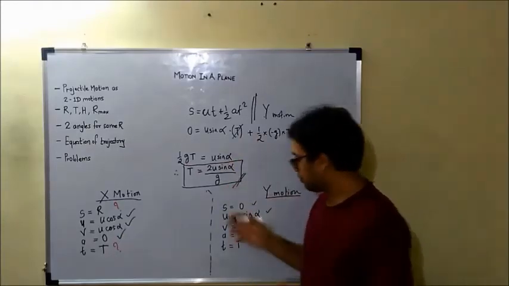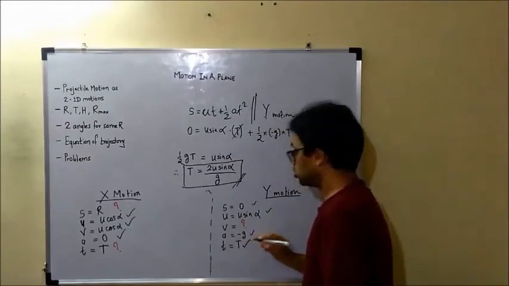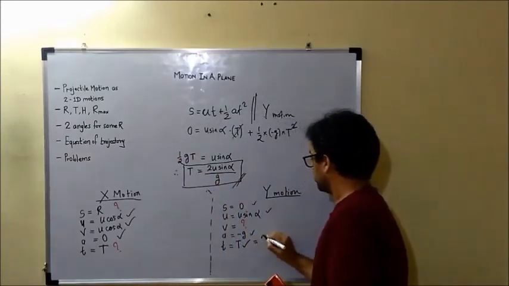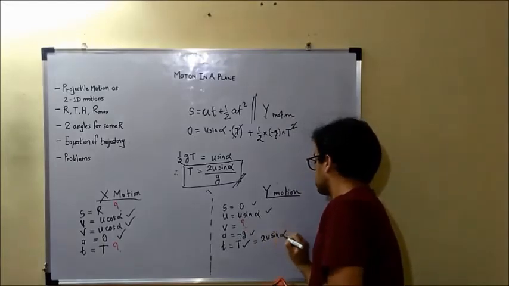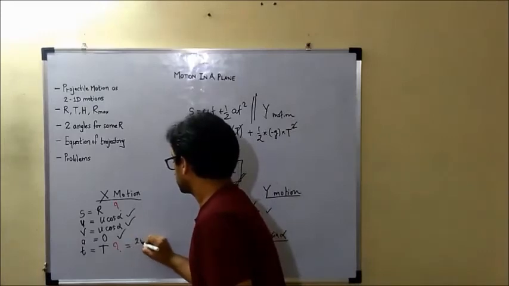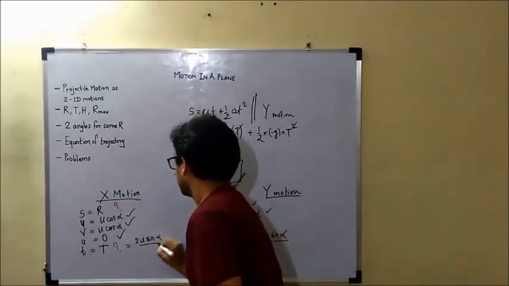So that gives me my first parameter, time. So it's known now. Now let me write it here so that we can use it somewhere else. So it's 2u sine alpha by g. I'll write it here as well. It is 2u sine alpha by g.